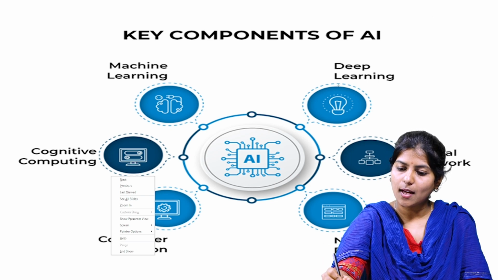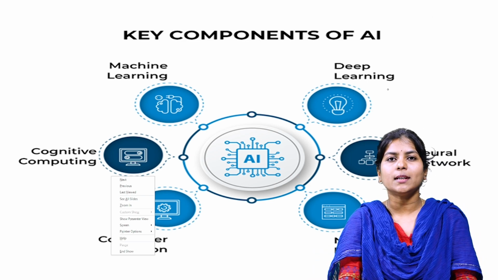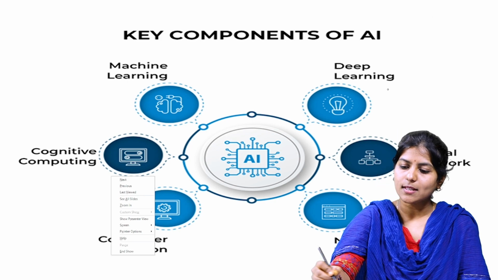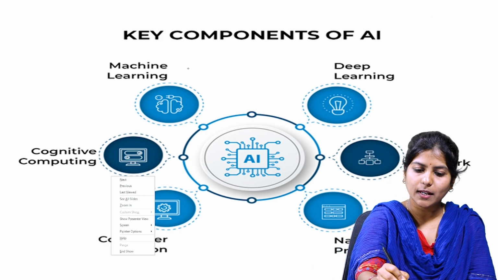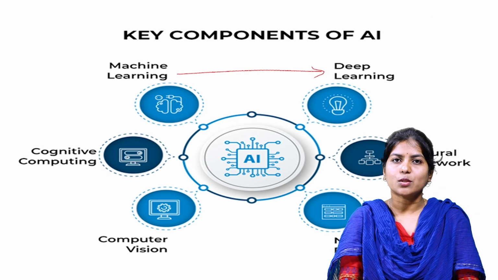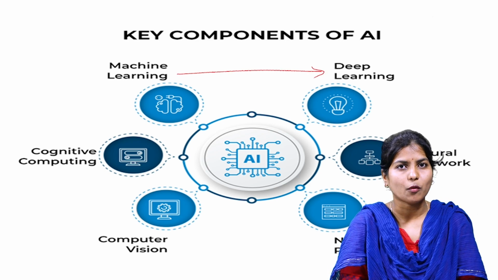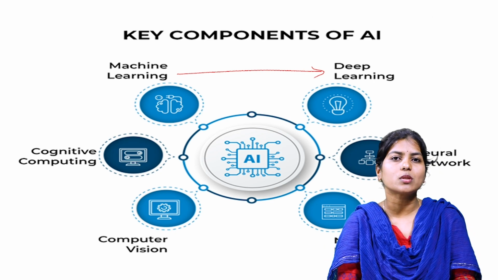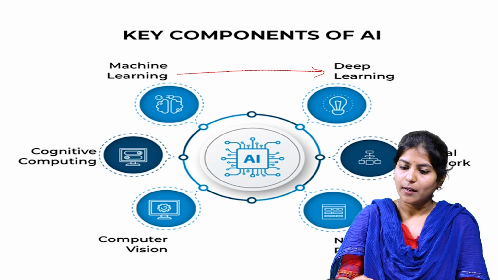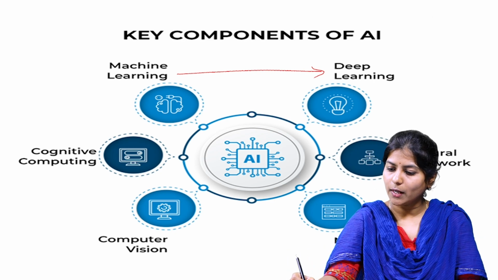So next is deep learning. Deep learning is nothing but a subset of machine learning. It consists of many layers, right? It is used to solve complex problems, right? So next is the neural network.